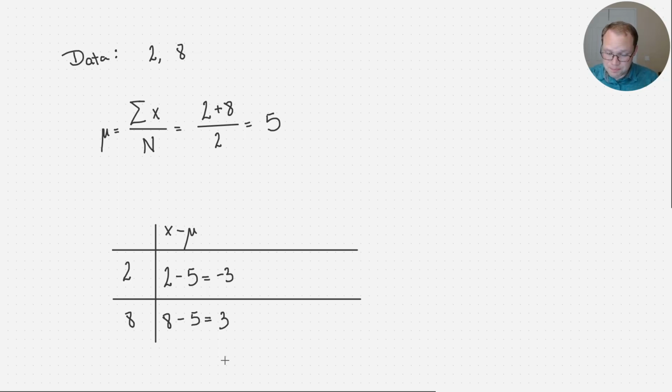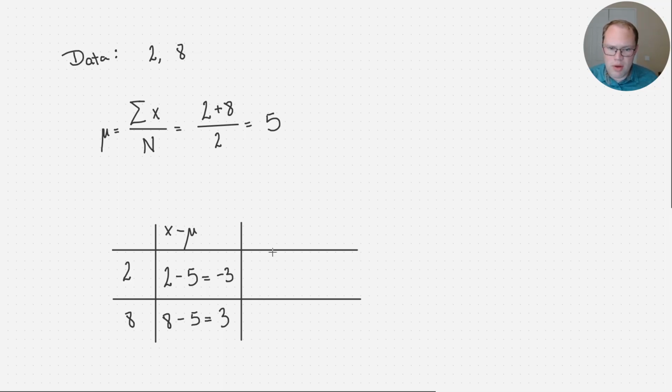Now, here's the thing. We're getting more information than we really want. We're getting the distance, and that's what we care about. That's how far we deviate from the mean. But we're also getting direction, that minus, this plus. We don't want direction. We just want that distance. So how do I get rid of the direction? How do I get rid of the sign?